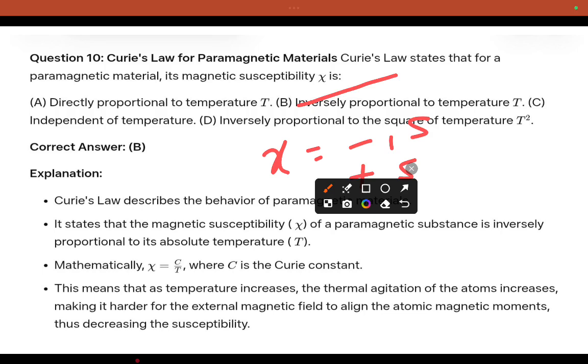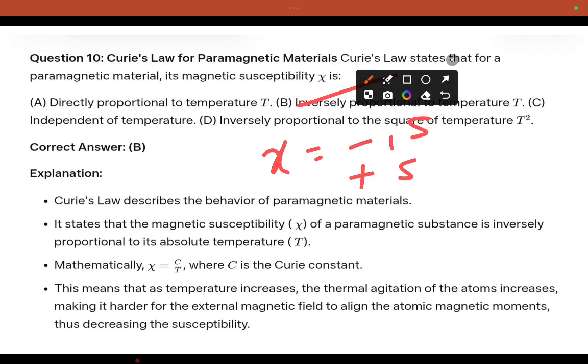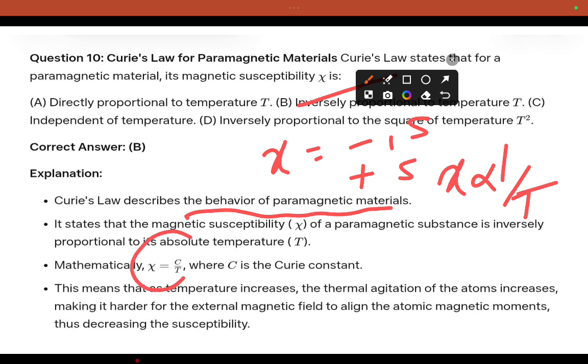So that is its magnetic susceptibility chi, and how chi is related to the temperature. Curie law describes the behavior of paramagnetic material. It states that the magnetic susceptibility chi of a paramagnetic substance is inversely proportional to its absolute temperature, where mathematically it is represented as chi equal to C by T. C is nothing but the Curie constant.